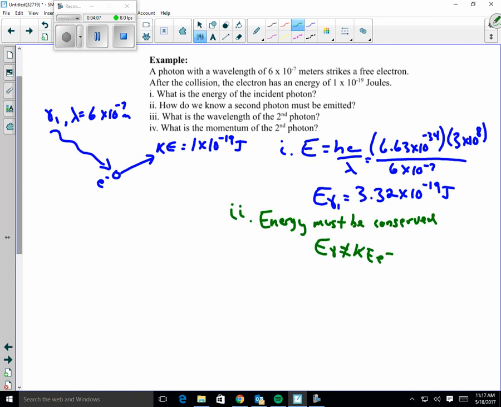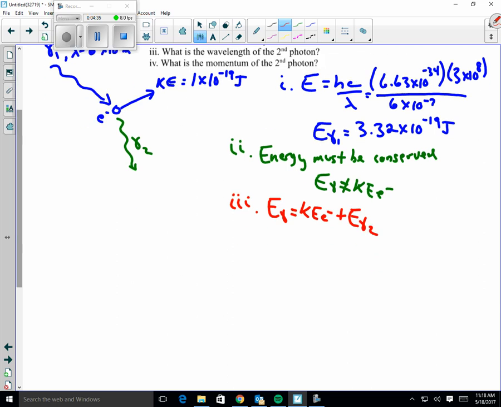So I might as well draw that in there. Okay, we've got the second photon. It's going to come out like that. And then we want to find its wavelength. In order to find its wavelength, first we have to find its energy. That's going to be pretty easy. The energy of the first photon gets split up into the kinetic energy of the electron plus the energy of the second photon. So if I just subtract, I will get the energy of the second photon.